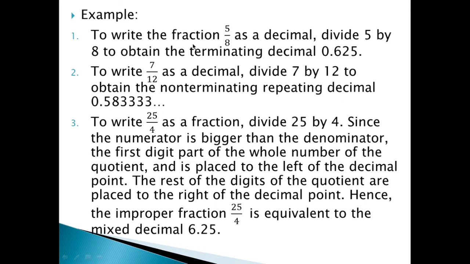part of the whole number of the quotient is placed to the left of the decimal point. The rest of the digits of the quotient are placed to the right of the decimal point. So hence, the improper fraction 25 over 4 is equivalent to a mixed decimal. Ito po, gagawin niyo po muna dito is, you're going to convert it into proper fraction. So, before nyo makukuha yung mix or yung decimal, which is mixed decimal, which is 6.25.